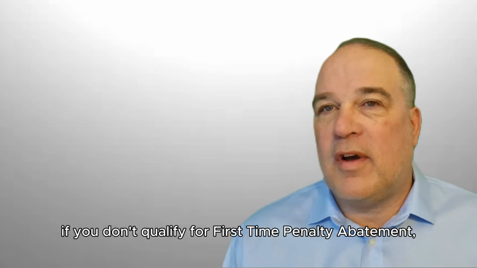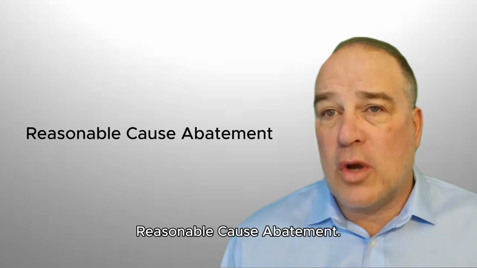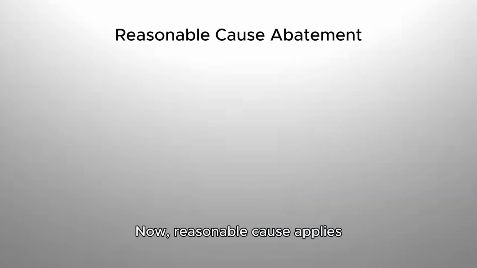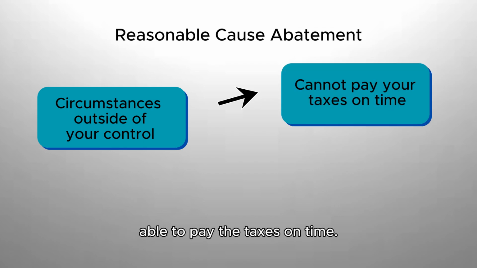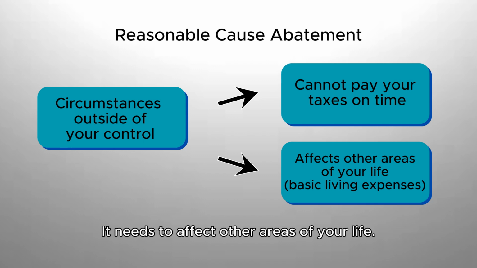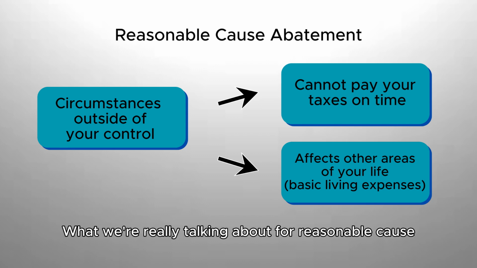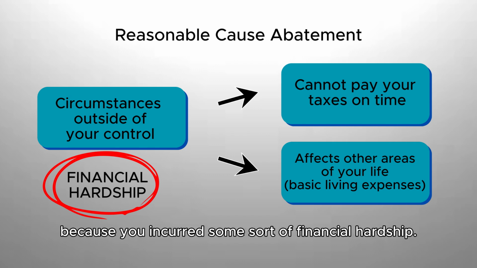Now, if you don't qualify for first-time penalty abatement, you have to use what's called reasonable cause abatement. Reasonable cause applies if you have circumstances outside of your control that caused you not to be able to pay the taxes on time. Now, this circumstance can't only affect your tax liability. It needs to affect other areas of your life. And what we're really talking about for reasonable cause is financial hardship. You couldn't pay your taxes on time because you incurred some sort of financial hardship.